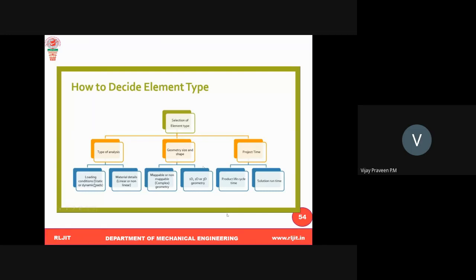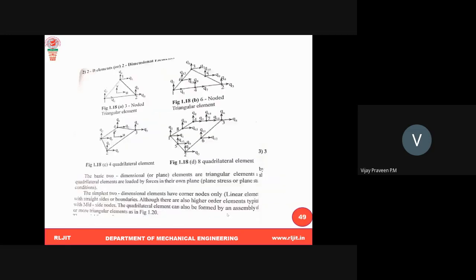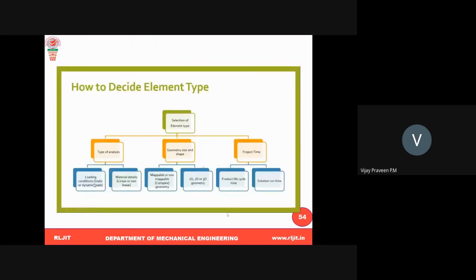So this is one more very important step. If you miss it here, the results will definitely be affected. That is the first step in the discretization process: selection of elements, which type of element you are going to select. Next, the second one: size of the element. What size of elements do I need to use? That matters here. Why does it matter?